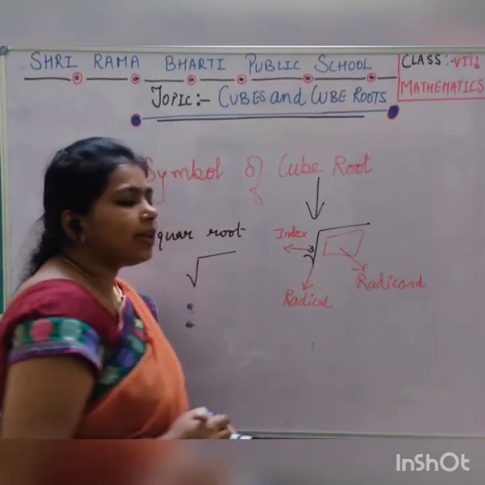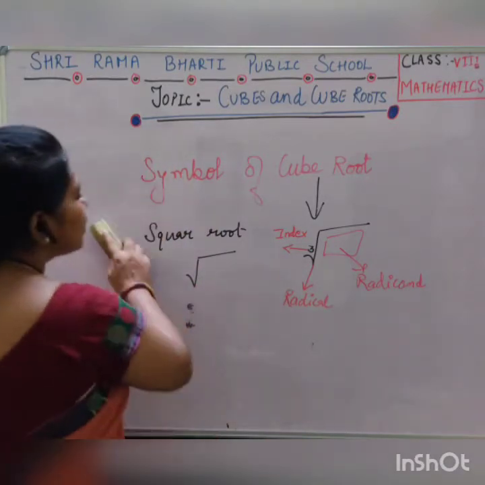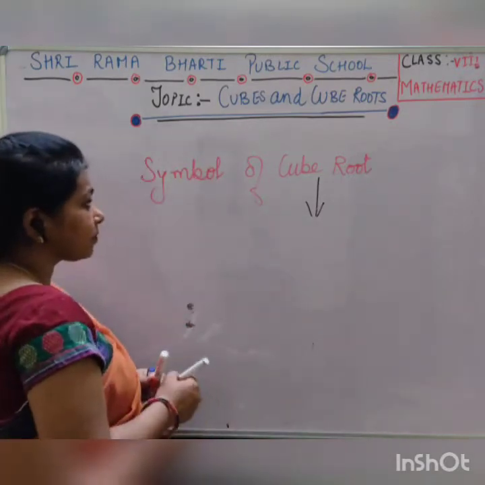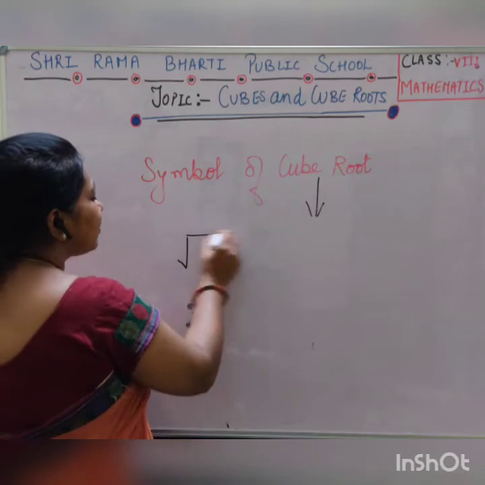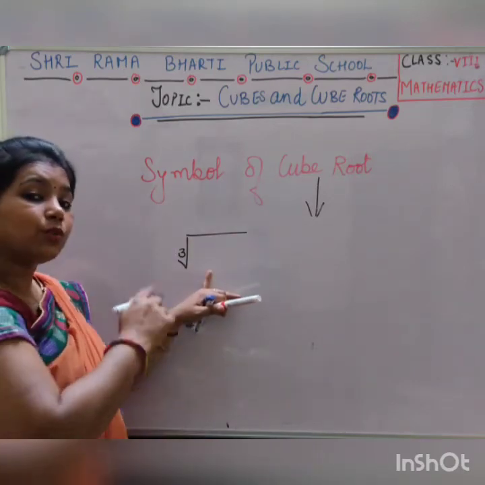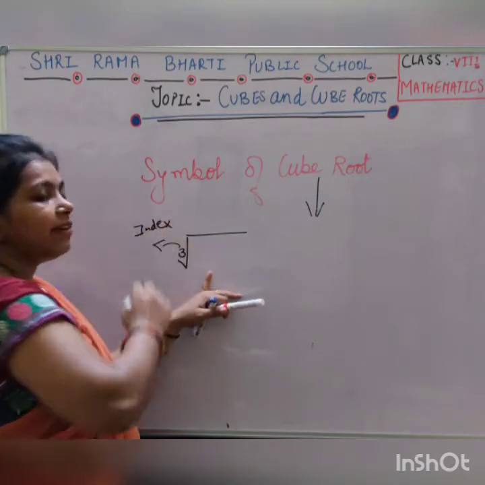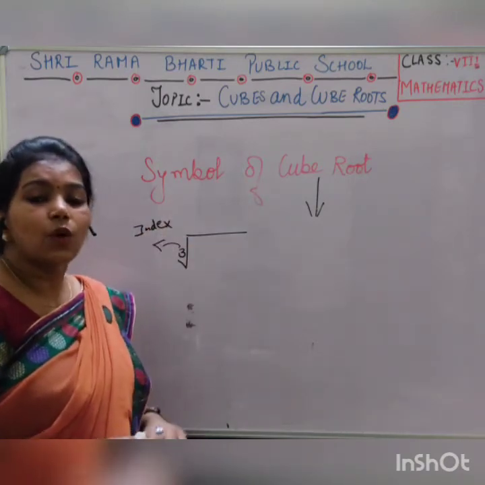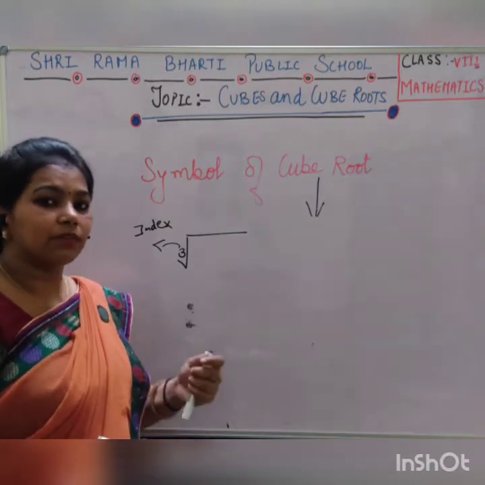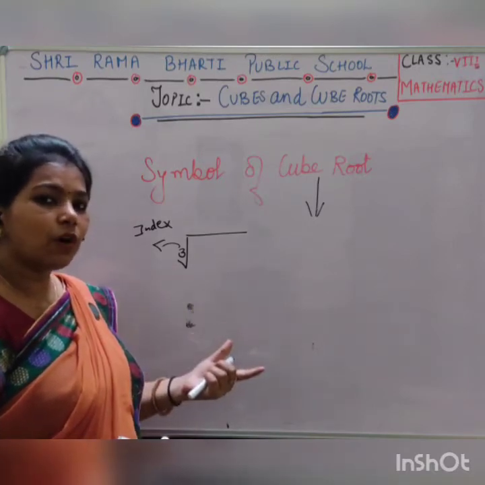This number is known as the radicand, right? Now the interesting point to be noted here: when we are writing this symbol, as I told you, this is the index, and we have done the exponents chapter. What does the word index mean? Index means exponent or power. So can I write the same thing in exponential form?